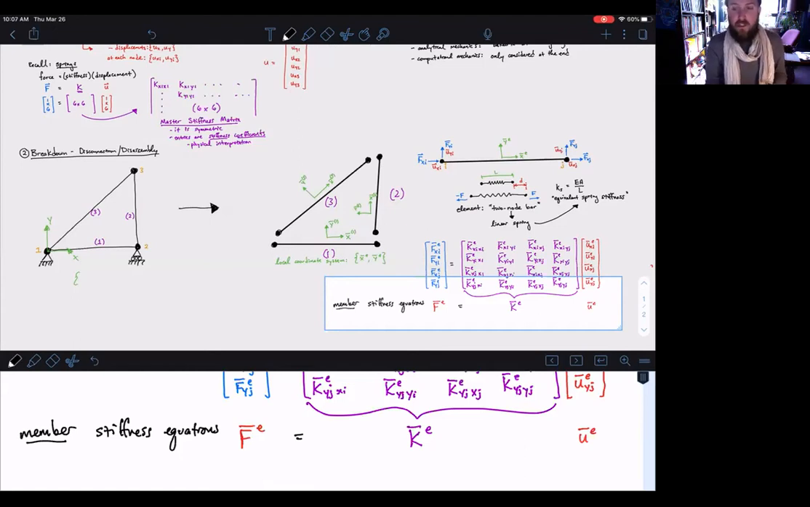We're trying to use the local stiffness matrix of each member, because that's very simple to figure out, convert it to something that is in the global coordinate system, and then put it inside of the big K global stiffness, master stiffness matrix. Once we have the master stiffness matrix, we can solve the problem. Questions?